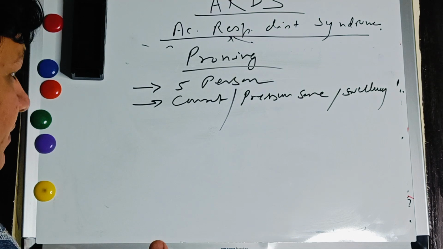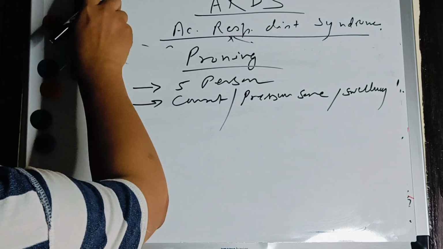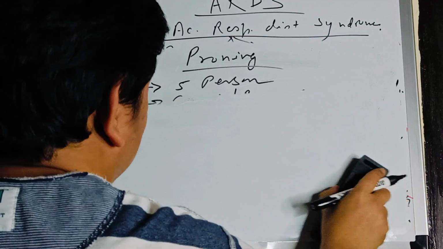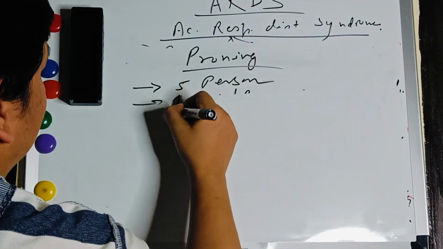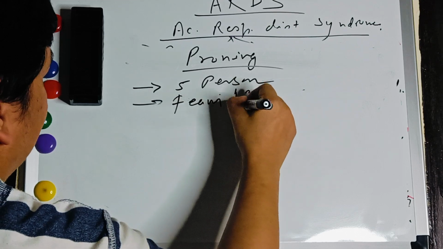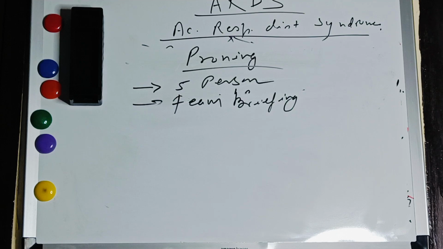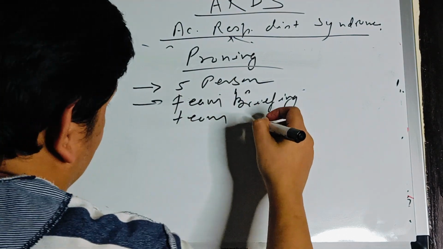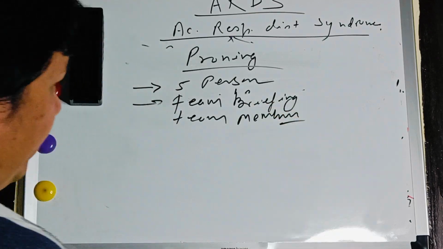So apnea is a risk. Sometimes the lines come out because of positioning. All these risks have to be explained to the family. The team briefing is important. The team that is going to participate has to know the roles. Team members have to know what they are going to do.